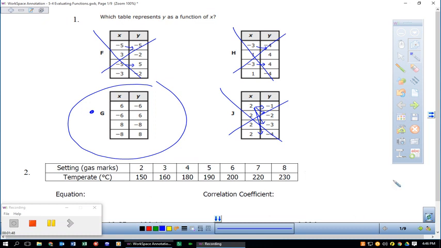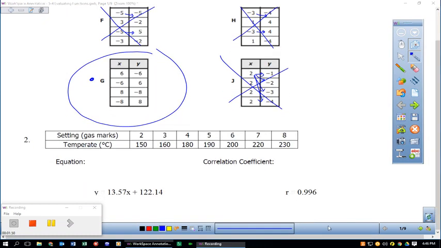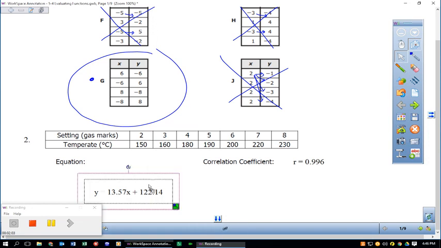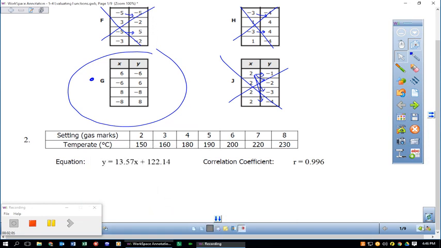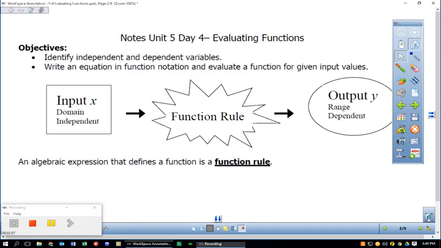Okay, now that you have hopefully tried that on your own, there's the answer. y equals 13.57x plus 122.14, rounding to the hundredths place. And our correlation coefficient is 0.996. All right, on to our notes.